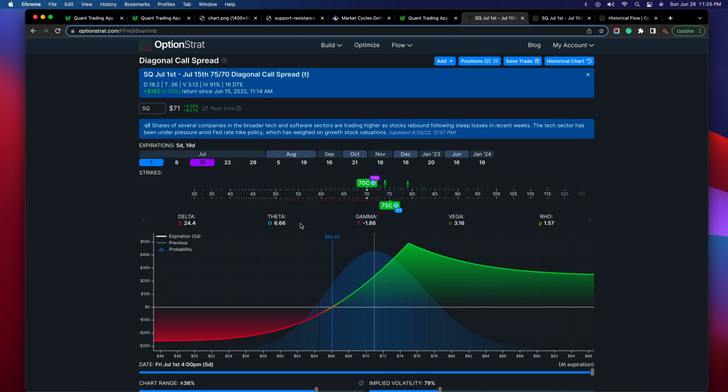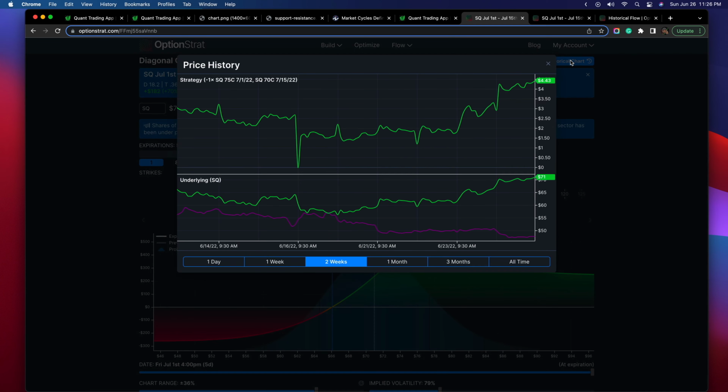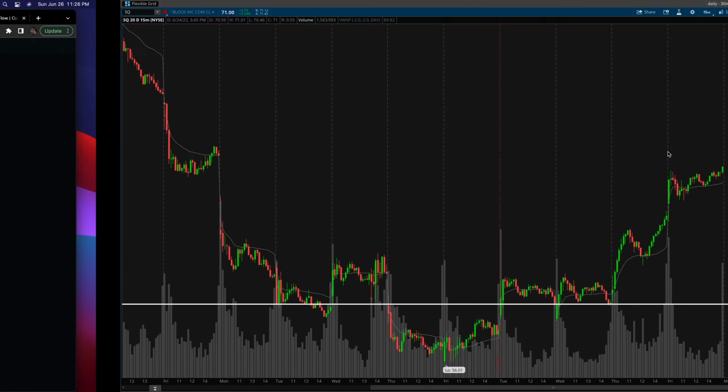And on top of that, you're decreasing one of the biggest components of what kills a lot of options positions, which is the negative theta. But by opening a spread like this, you have positive theta. Let's take a look at the P&L curve right here. So this is the P&L curve for the spread. It was open on the 15th, but let's jump over to Thinkorswim.